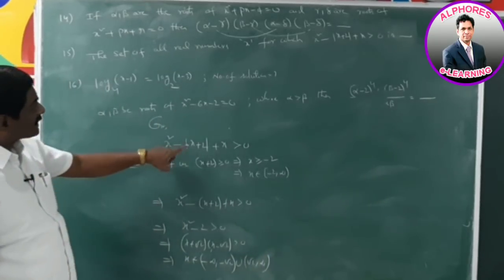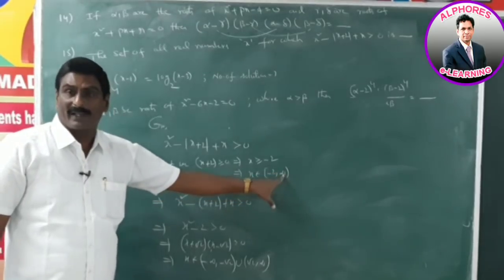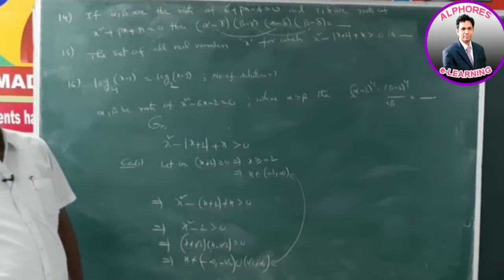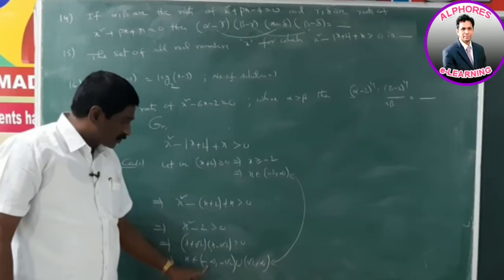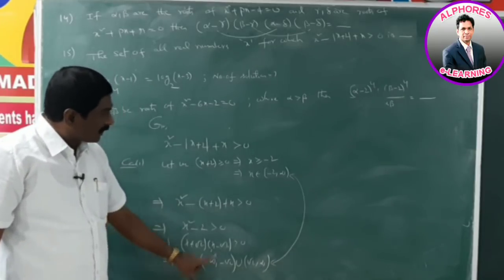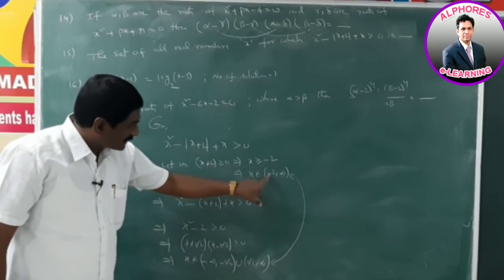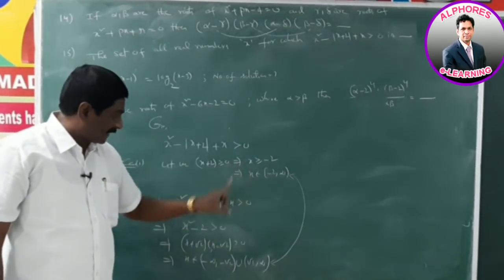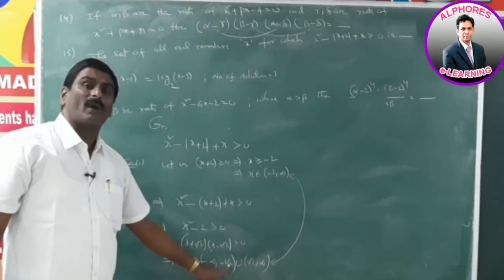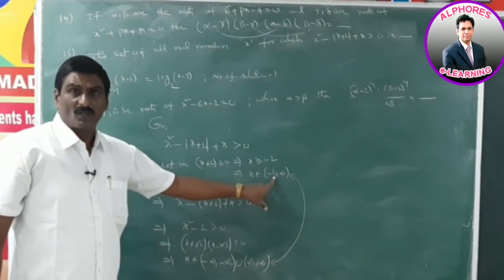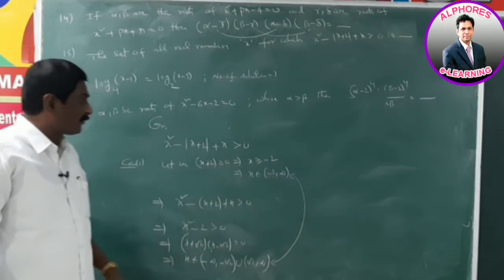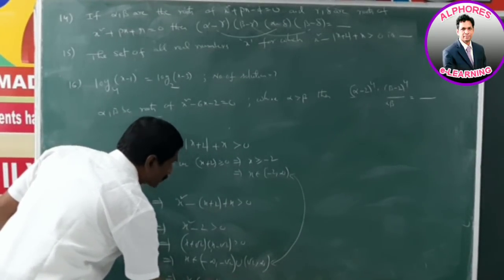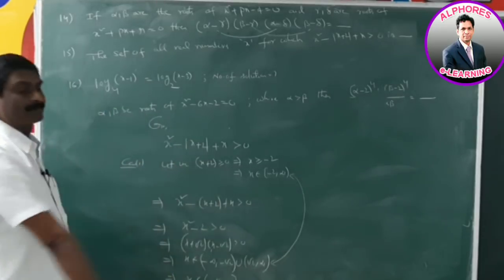But this is valid only when x belongs to minus 2 to infinity. So, we find the common solution for these two values. Minus root 2 is the greater value. Minus root 2 means minus 1.414, and minus 2 means minus 2. Which is the lesser value? Minus 2 is the lesser value. So, finally, we get x belongs to minus 2 to minus root 2 union root 2 to infinity. It is the case 1 solution.